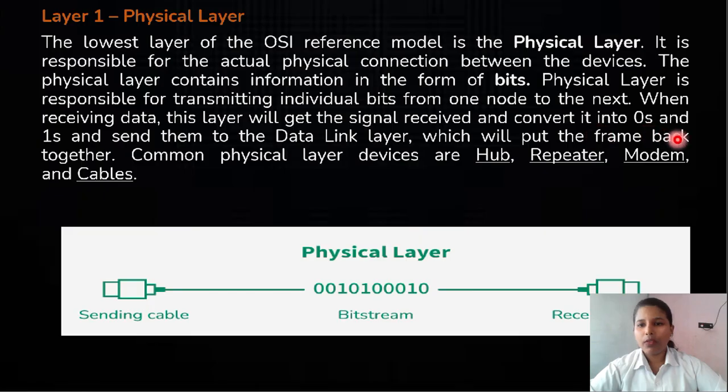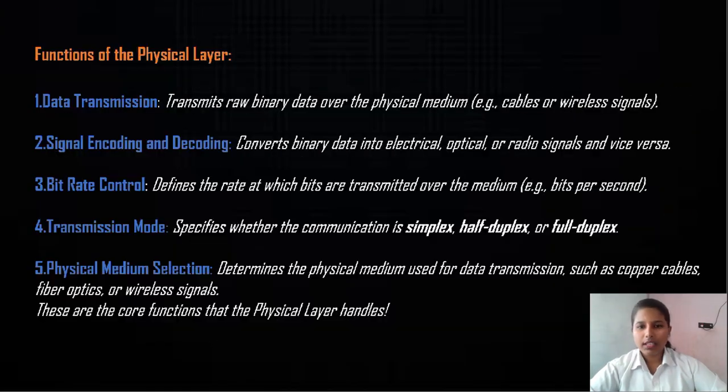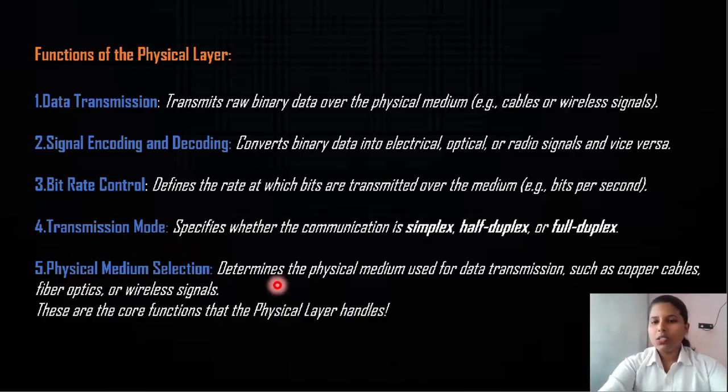which will put the frame back together. Common physical layer devices are hubs, repeaters, modems and cables. So that is our sending cable and receiver cable. It will transmit in the form of a physical signal. The functions are data transmission, signal encoding and decoding, bit rate, transmission mode, and physical medium selection. As a simple example, the physical layer is the first layer for transmission over the network.